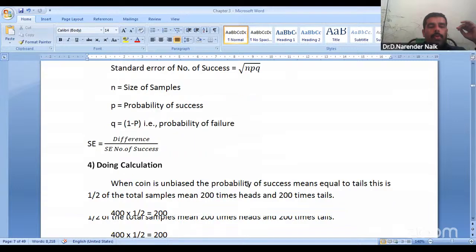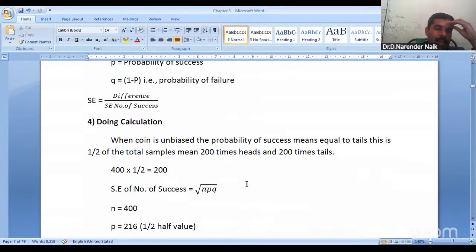Okay. Then doing calculation. When the coin is unbiased, we are saying that it is an unbiased coin. The probability of success equals the probability of tails, which is 1/2. Of the total sample, that means 200 times heads and 200 times tails.